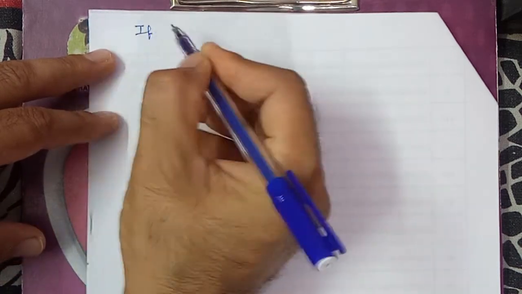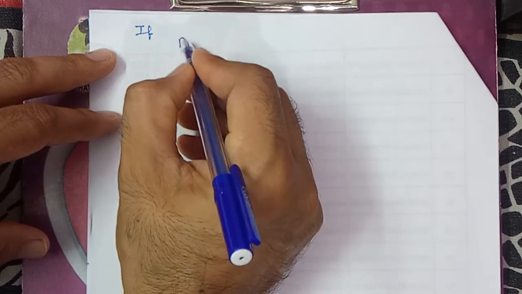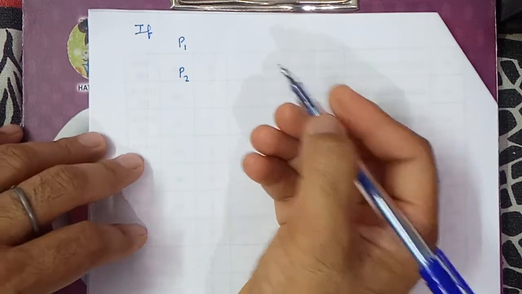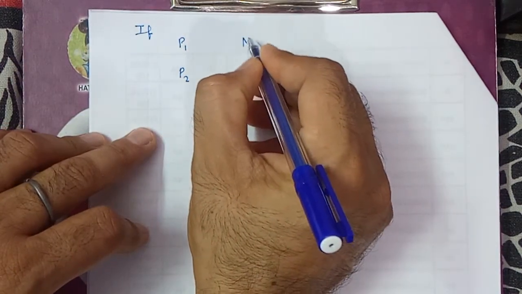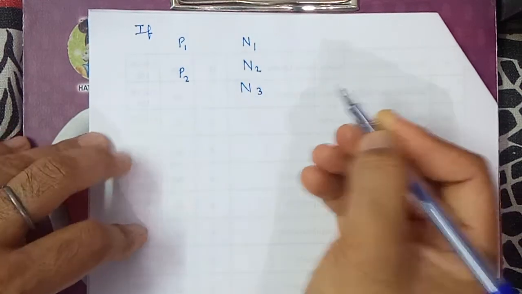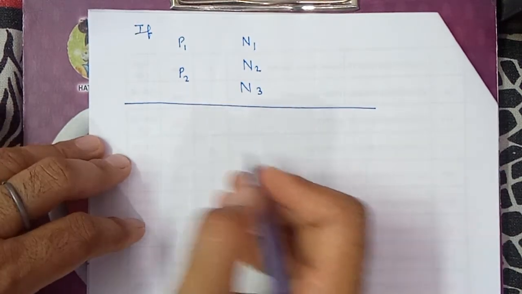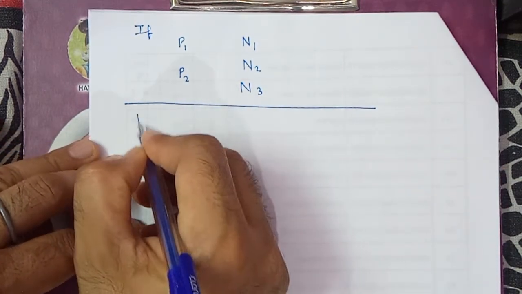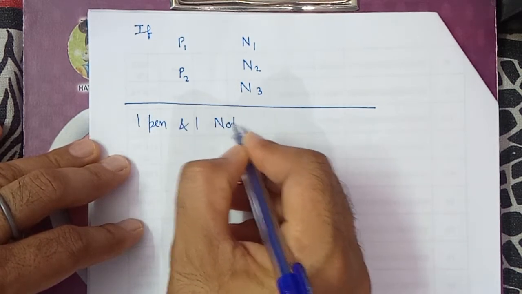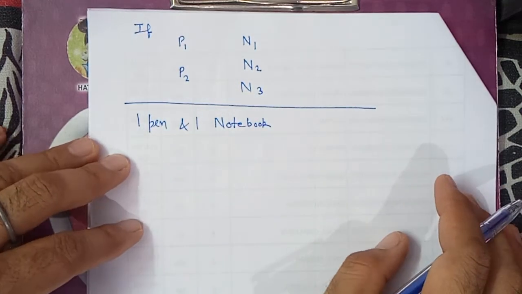If there are two kinds of pens in a shop, suppose this is pen 1 and this is pen 2, and there are three notebooks N1, N2 and N3, and a student wants to choose one pen and one notebook. In how many ways can he choose one pen and one notebook?